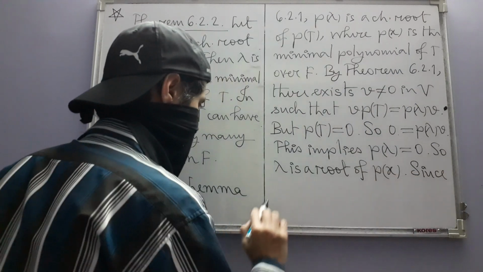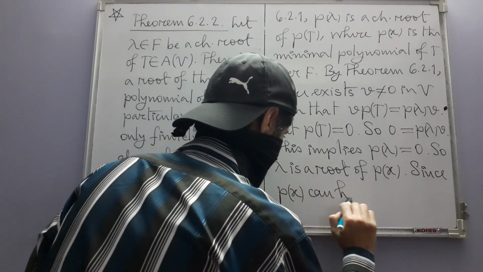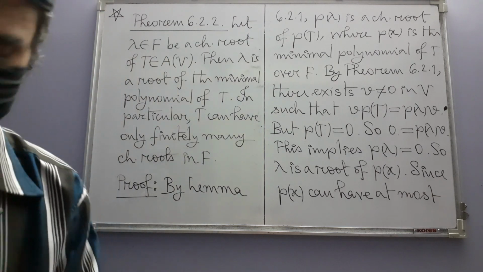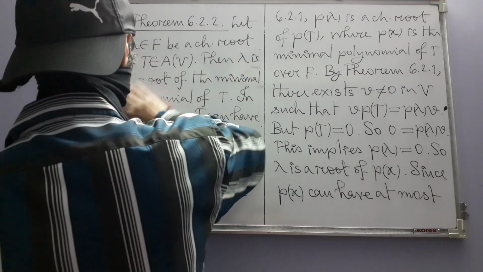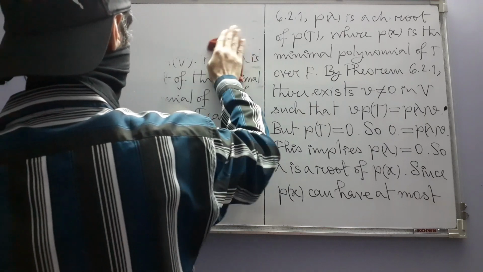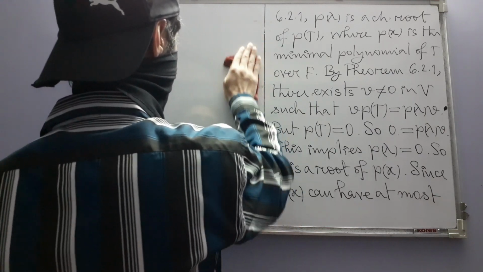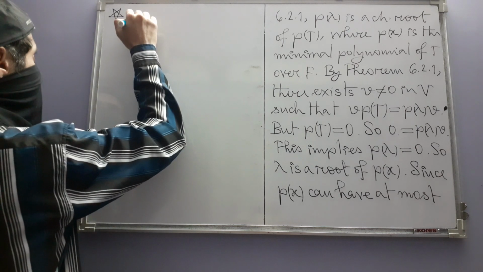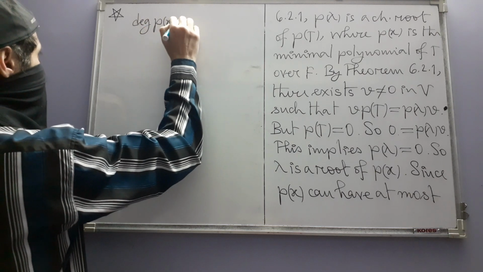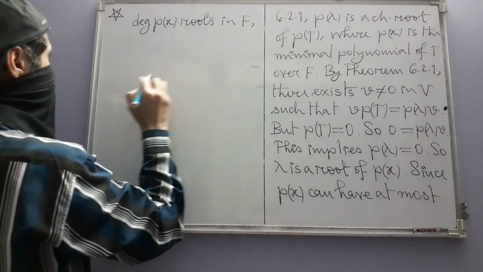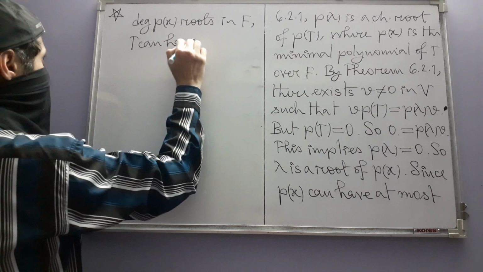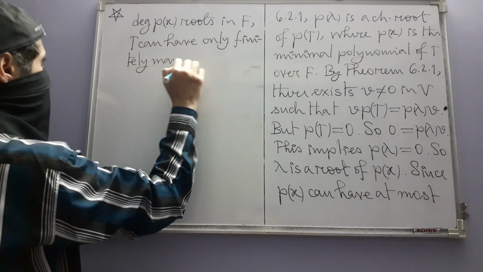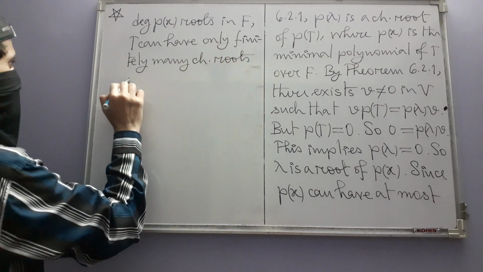Since P(x) can have at most degree of P(x) roots in F counting multiplicities, it can have at most this many roots in F. T can have only finitely many characteristic roots in F.